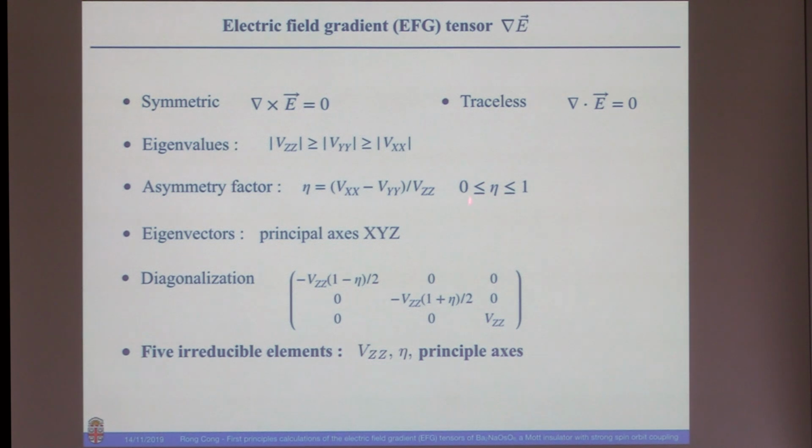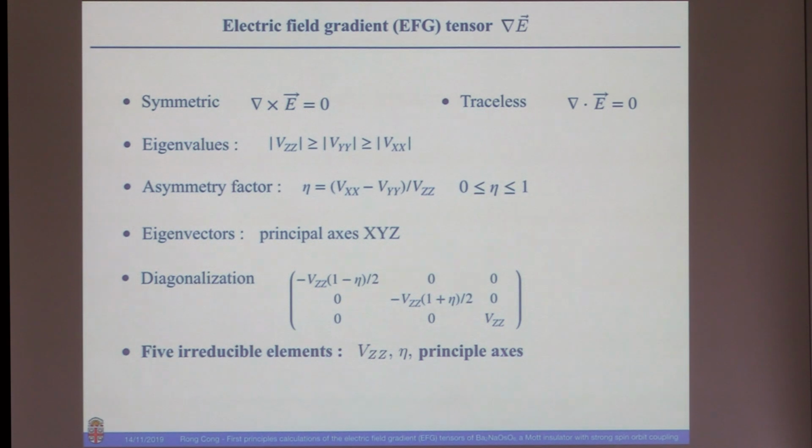And so after diagonalization, all the information about the electronic environment around the sodium can be characterized by the largest eigenvalue VZZ, and also the symmetry factor that is defined to be within 0 and 1. And also the eigenvector of the diagonalization corresponds to the principal axis of the electric field gradient.